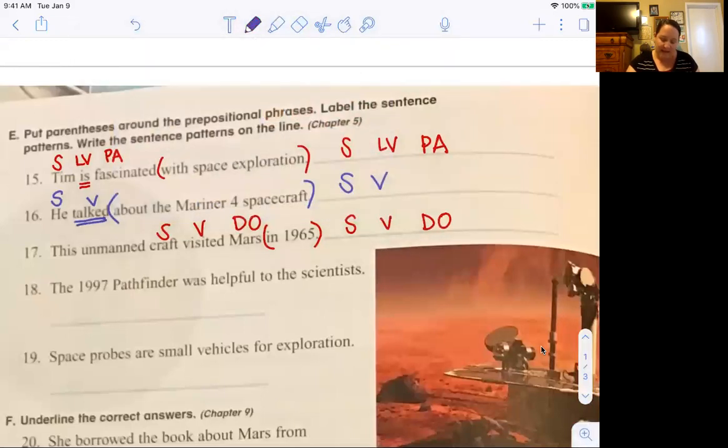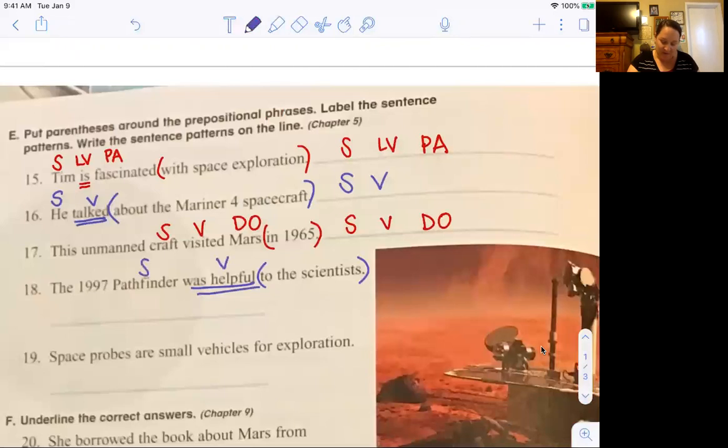Okay, 18. In 1997, the year before I graduated high school, Pathfinder was helpful to the scientists. What's your prepositional phrase? To the scientists. What's your verb? Was helpful. Good. This is a verb phrase. What was helpful?